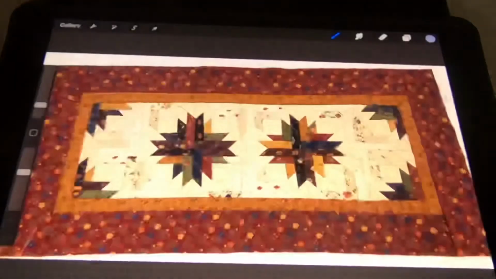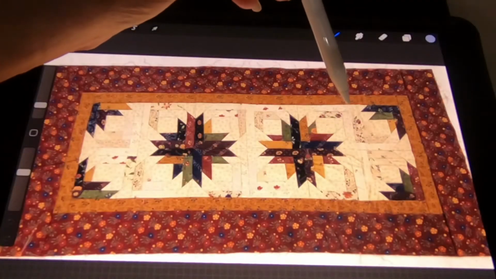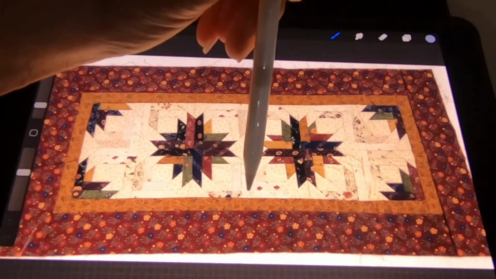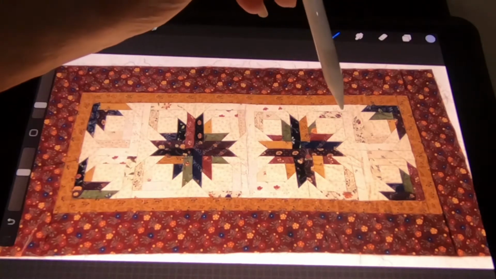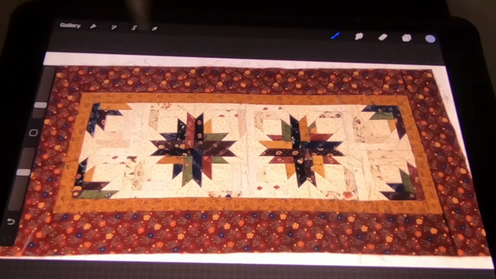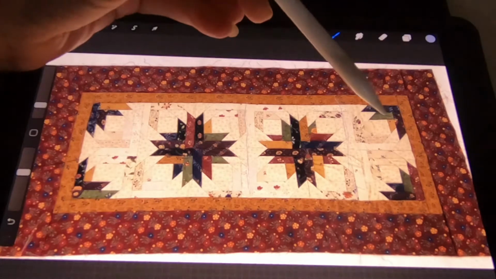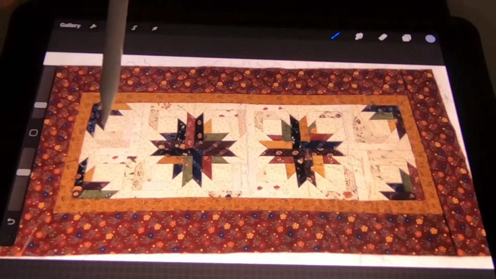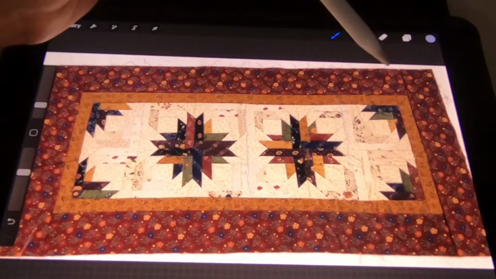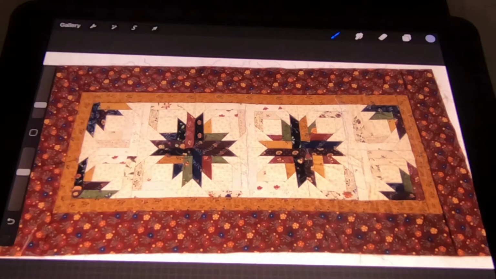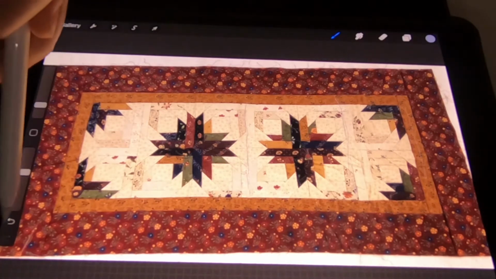So we'll go back and look at that quilt real quick. So we've got 7½ inch blocks. I think that goes from here to here. And then this is 7½, 7½. This would be 3¼ and 3¼ inch blocks. The inner border is 1 inch and the outer border is 2½ inches.